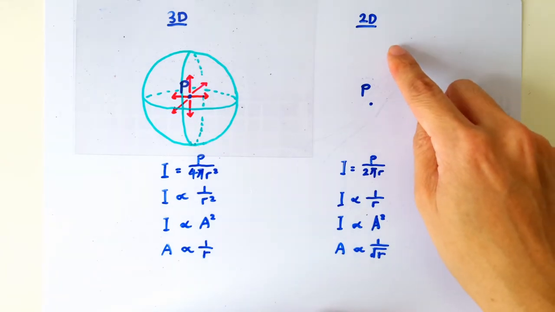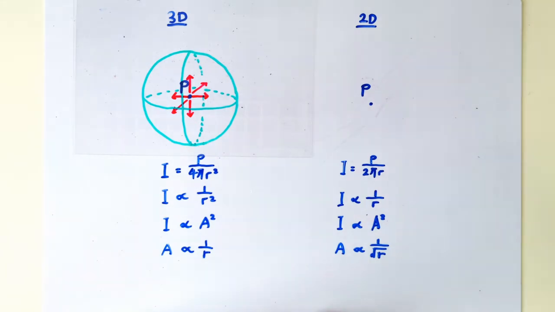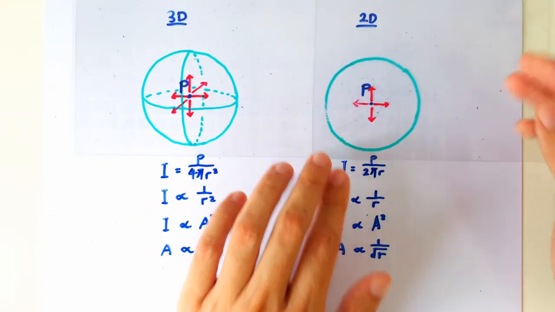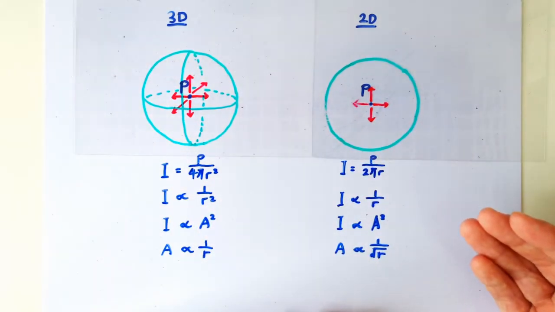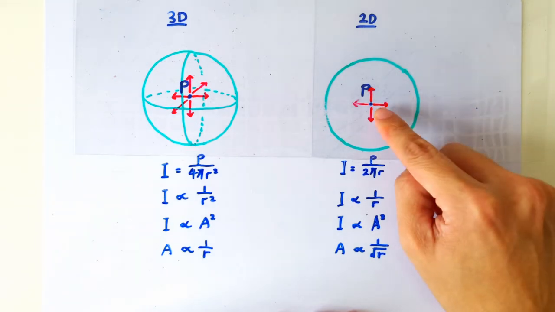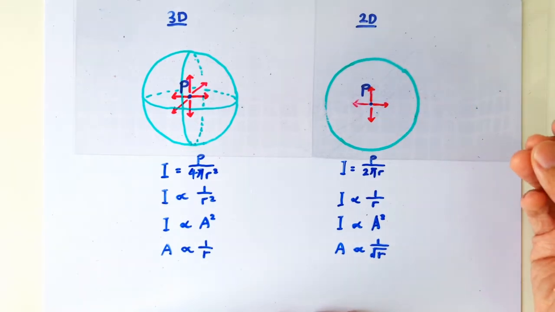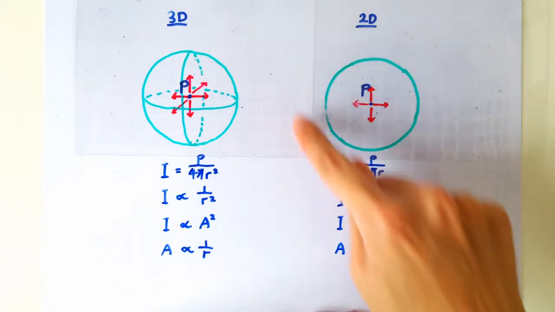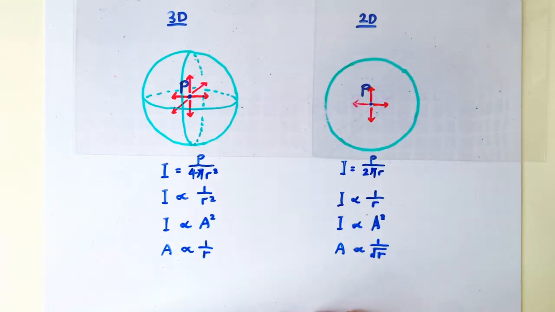Let's consider a 2D wave, so with power P again. So this is a 2D wave, so it's going to propagate its energy left, right, up, down, but not into or out of the page. So if you're further away from the source, the intensity of the wave is smaller because this power is spread over a larger and larger circumference.